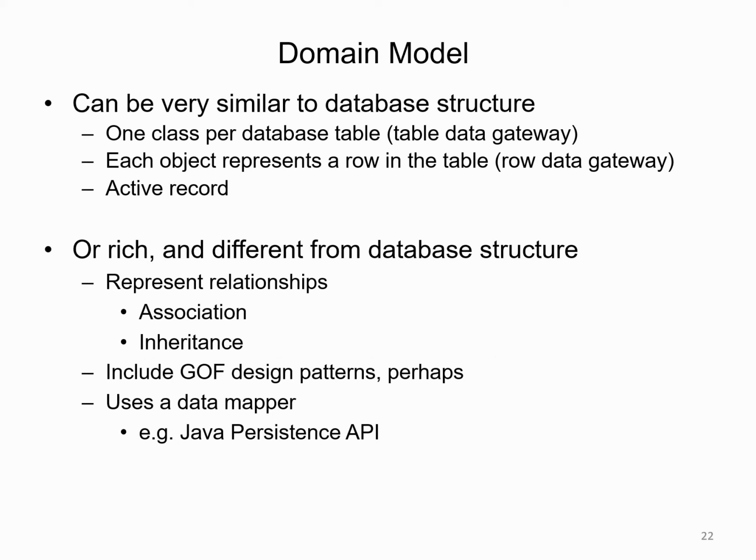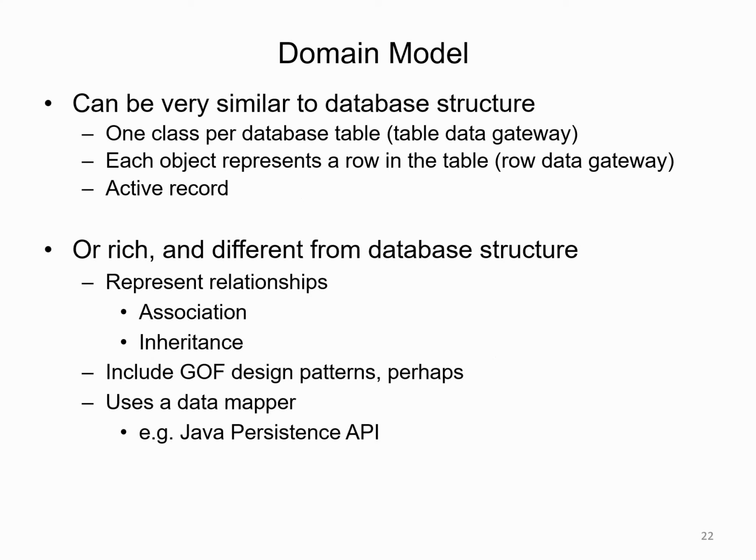If it's not terribly rich, it may very well be very similar to the database structure. And if that were the case, you might decide to have one class per database table. In other words, this is a table data gateway pattern. Or you might have each object represent a row in the table, which is the row data gateway pattern. Or you might decide to have an active record, where you have some business logic in with the persistence logic that sits within the object.